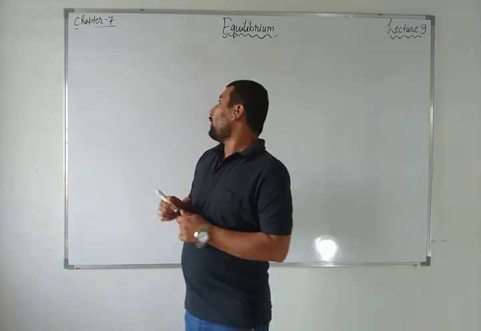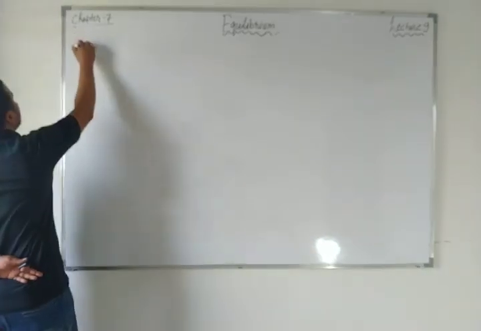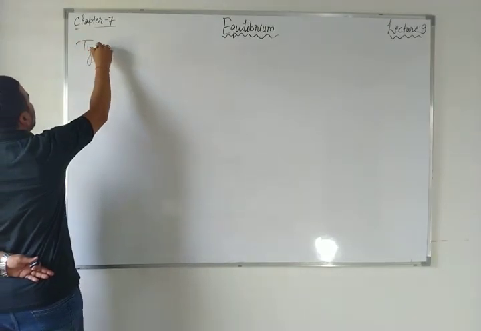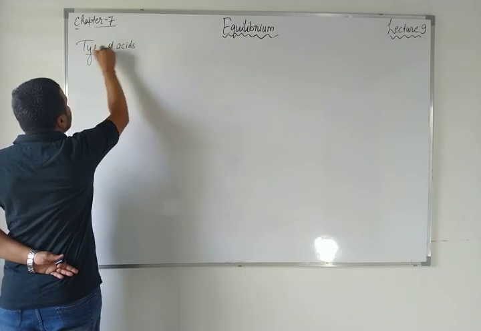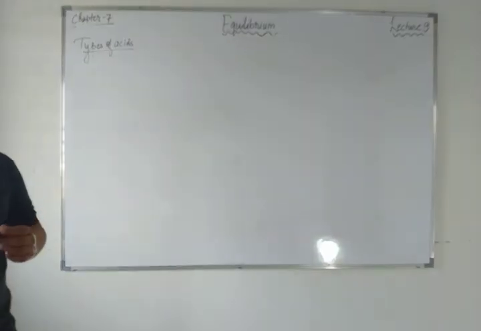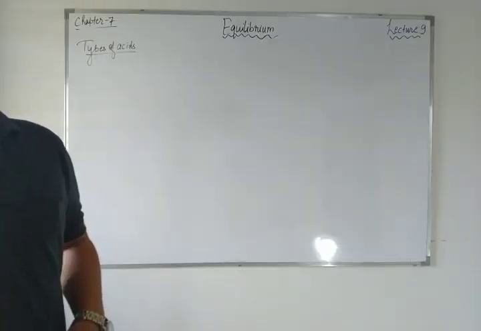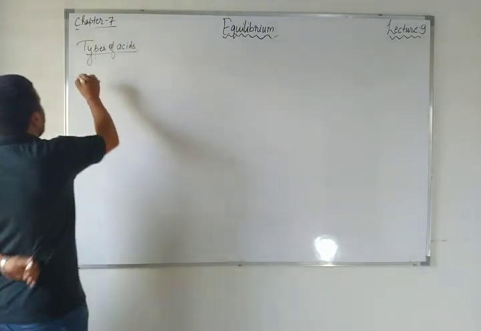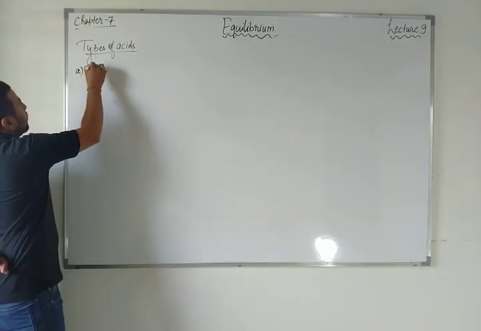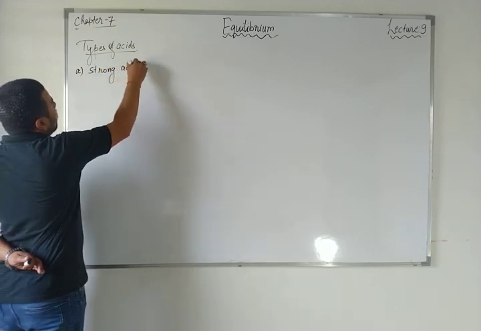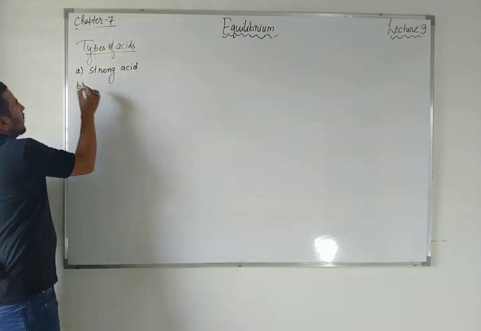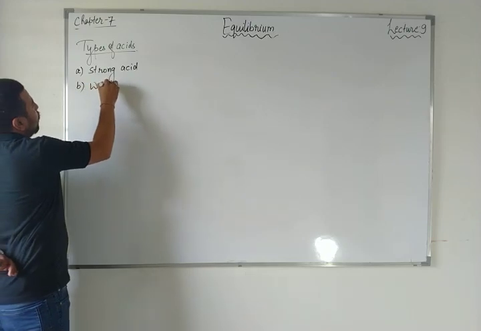Types of acid, according to the Arrhenius concept. Can you tell me how many types of acids there are? I hope all of you know about it. I have informed you there are 2 types of acid according to the nature of strength: one is strong acid and another is weak acid.